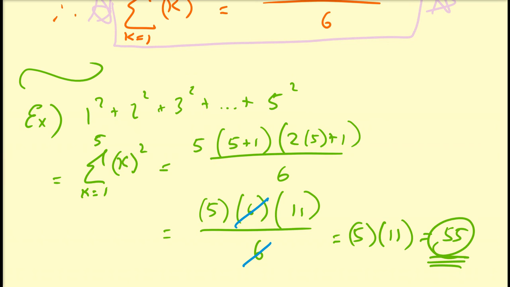And that's how you can use the sum of squares relationship to quickly compute the sum of squares of positive integers.